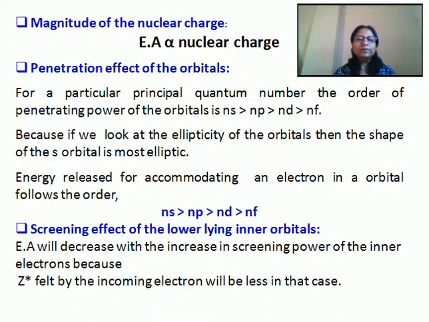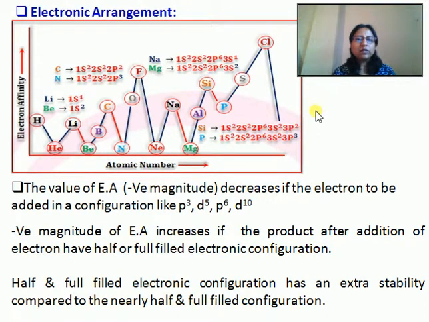Now I am going to discuss a very important factor which governs the electron affinity value of an atom, and that is the electronic arrangement of the atoms. You know very well that half-filled and full-filled electronic configurations have extra stability compared to nearly half or full-filled configurations. So what will be the effect on electron affinity value? If the starting atom has a half-filled or full-filled orbital, it will be very difficult to add one electron there, so obviously the electron affinity value will be less.